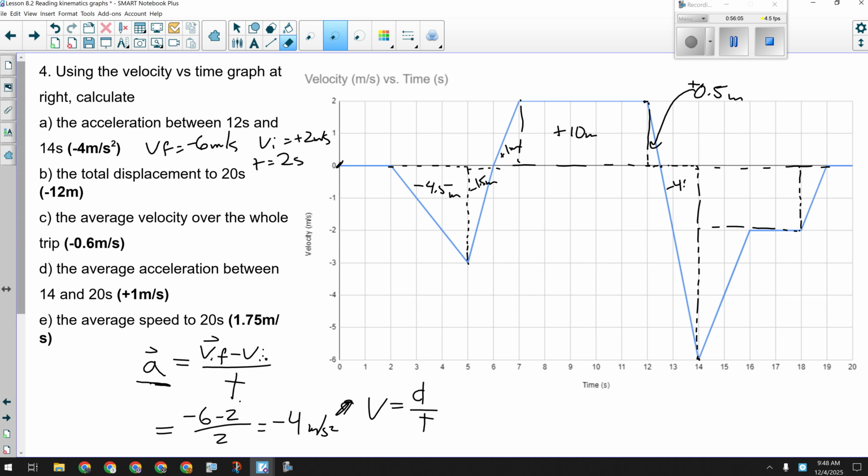You got -4.5 meters. Then we have this triangle here that goes from -2 to -6. So it has a height of 4, a base of 2. 4 times 2 is 8, divided by 2 is -4 meters. We've got this rectangle, sorry, that's -2 high by 4 long, right? So that'll be -8 meters.